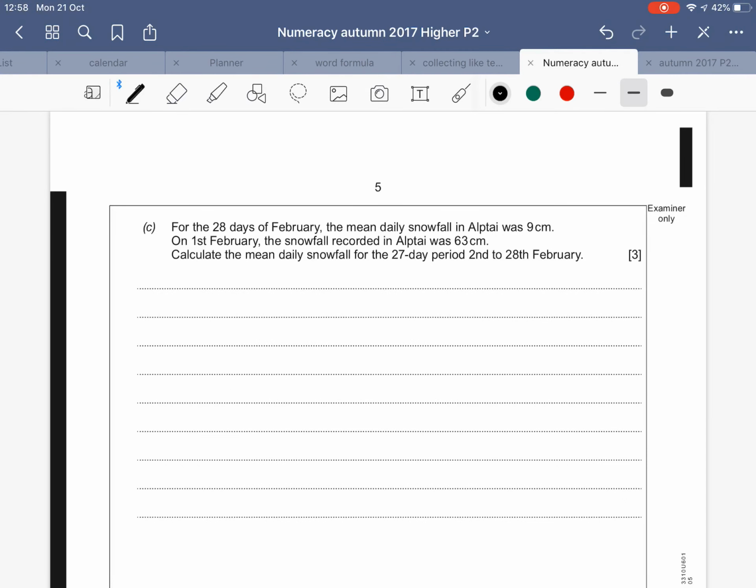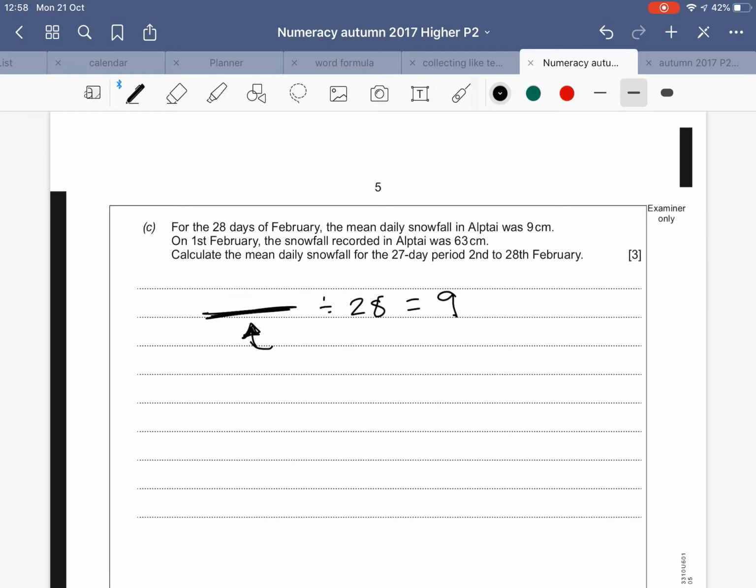Part C. For the 28 days of February, the mean snowfall was 9 centimetres. On the first, that was recorded as 63 centimetres. Calculate the mean for the other 27 days. So when they added them up, divided by the 28 days, they got 9. We don't want to include 63 in this number here.